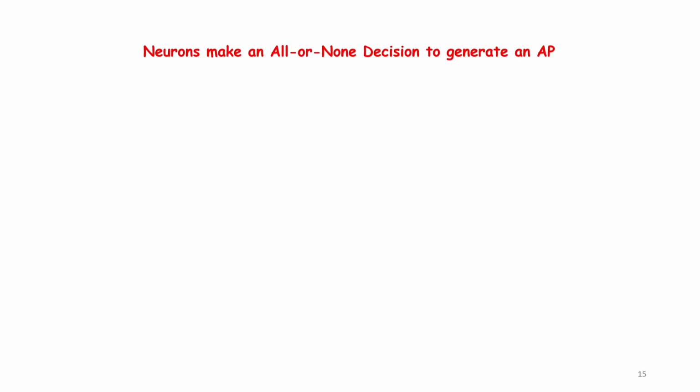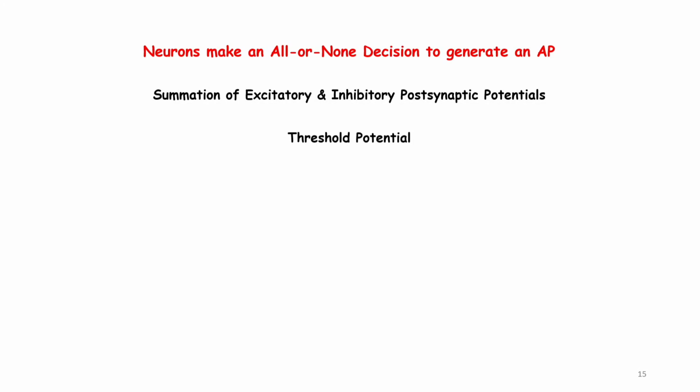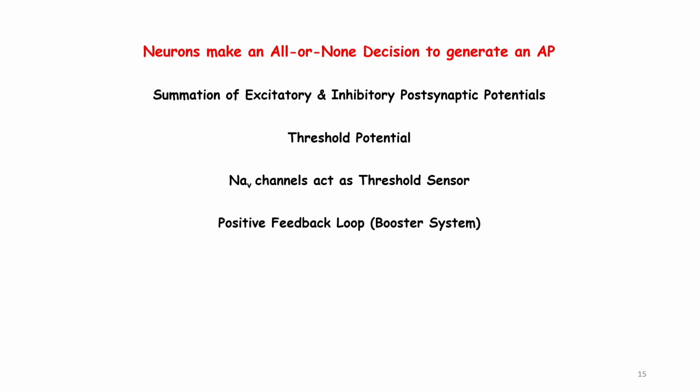So neurons make an all-or-none decision to generate an action potential mainly by summation of excitatory and inhibitory postsynaptic potentials. And there is a threshold potential. If the membrane potential change meets or exceeds the threshold potential, the voltage-gated sodium channel, which acts as a threshold sensor, gets opened, and that causes a positive feedback loop or booster system.